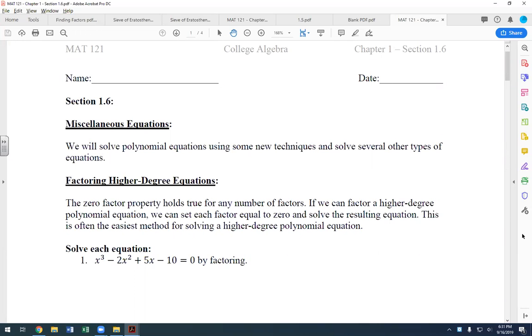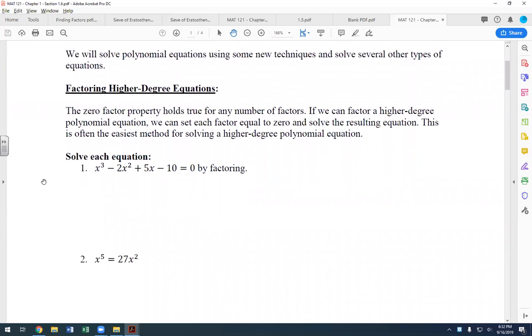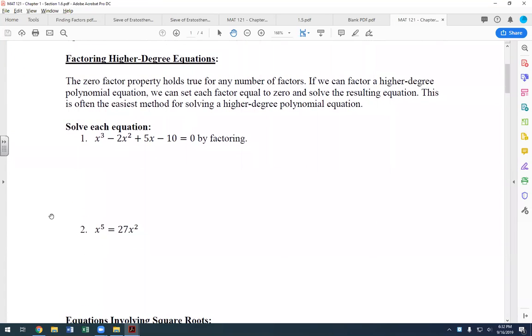So of course they're saying if we can factor a higher degree polynomial, we can set each factor equal to 0 and then of course solve our resulting equation. This is often the easiest method for solving higher degree polynomial equations. So let's go ahead and take a look at our example here.